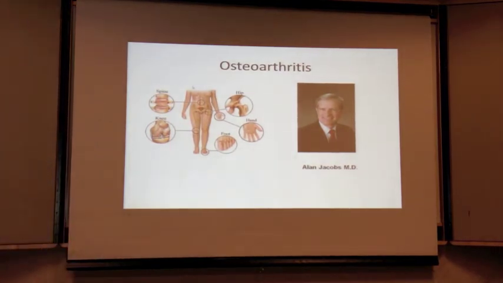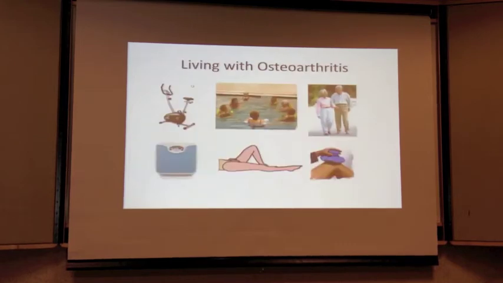Osteoarthritis is a degenerative process of the joints and spine that leads to loss of joint cartilage, and it may affect any joint in the body. It is a permanent condition that causes pain when a joint is moved. This is Dr. Alan Jacobs. The key to living with osteoarthritis is to modify how you use the affected joint.